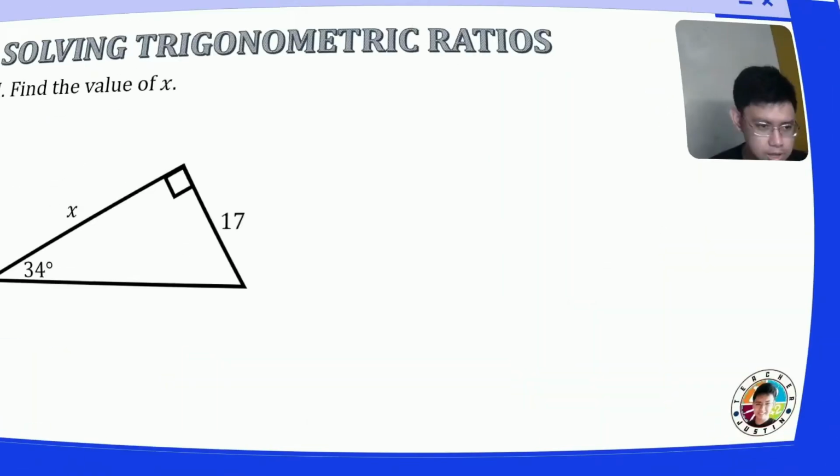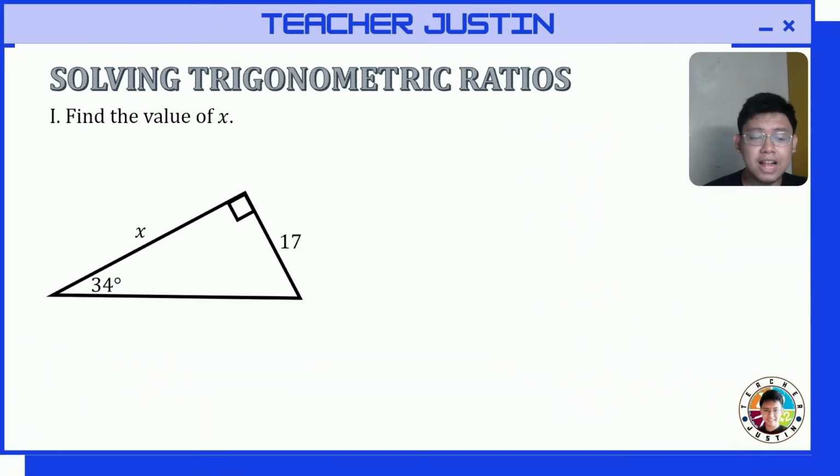Ta-da! Alright. Okay, let's find the value of x of this right triangle using trig ratios. So the first thing that we need to do is identify the given angle. So we're given 34 degrees. Then let's identify the given side. So we're given the opposite side and we're looking for the adjacent side.